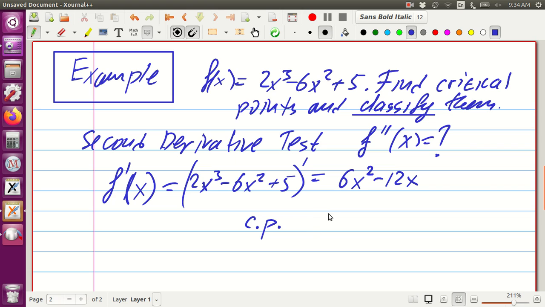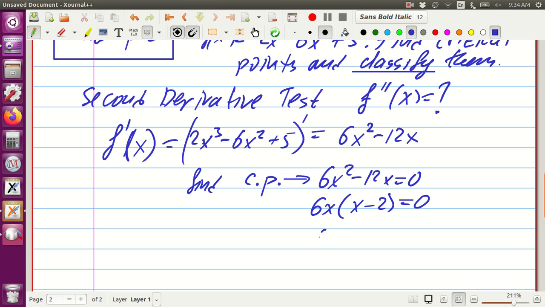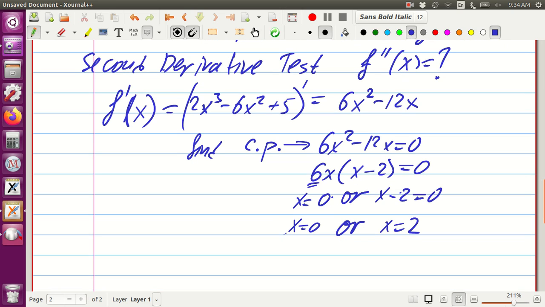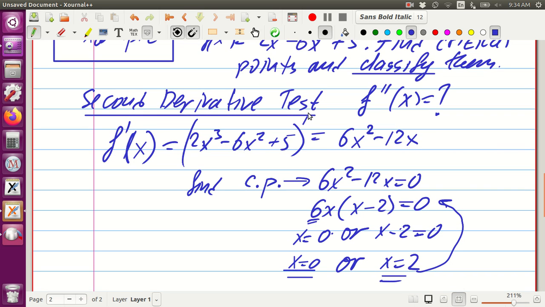All right, so we take 6x squared minus 12x, we set it equal to 0 to find critical points. So we factor out 6x, we're left with 6x times (x minus 2) equals 0, so x is equal to 0, or x minus 2 is equal to 0, since 6 cannot be equal to 0. So we have two solutions. One is x equals 0 and x equals 2. So these are our critical points, and these critical points make our first derivative equal to 0. So we can apply the second derivative test.